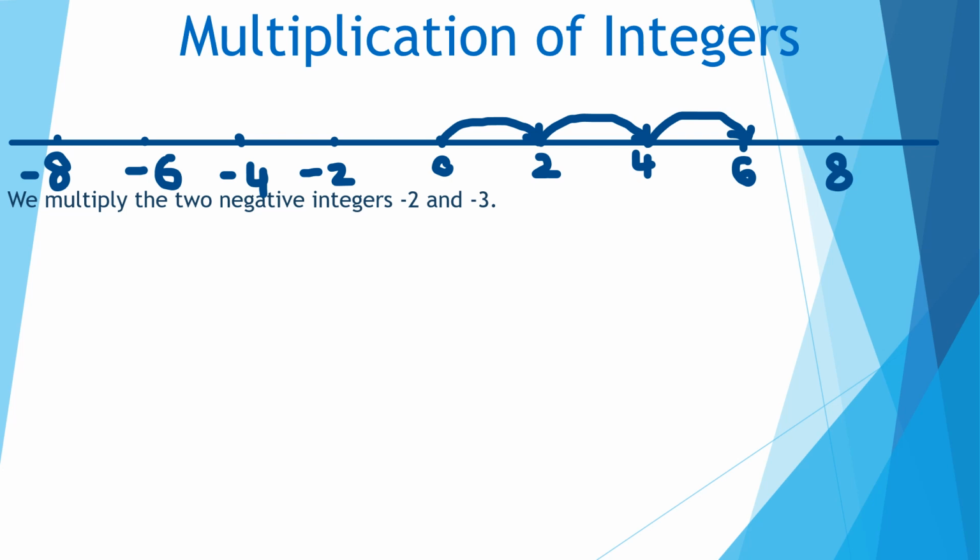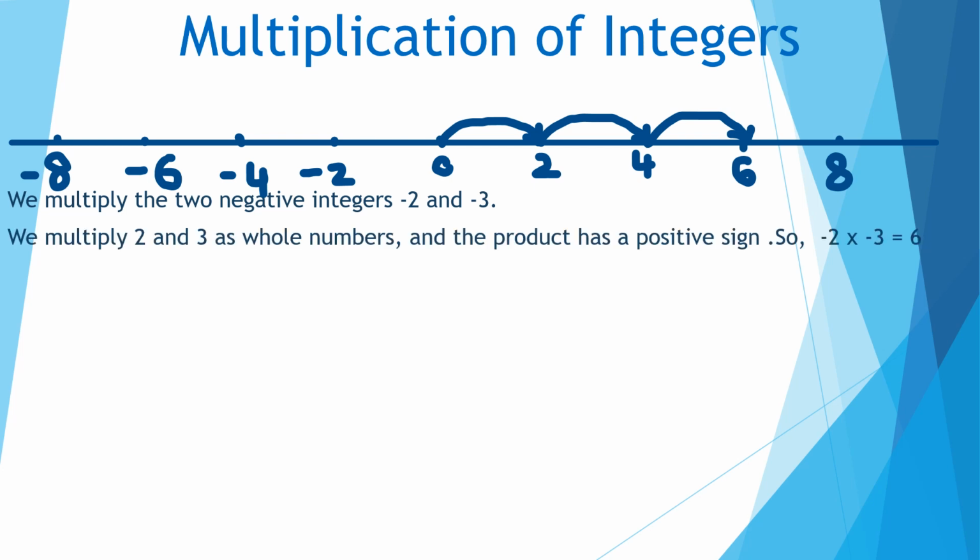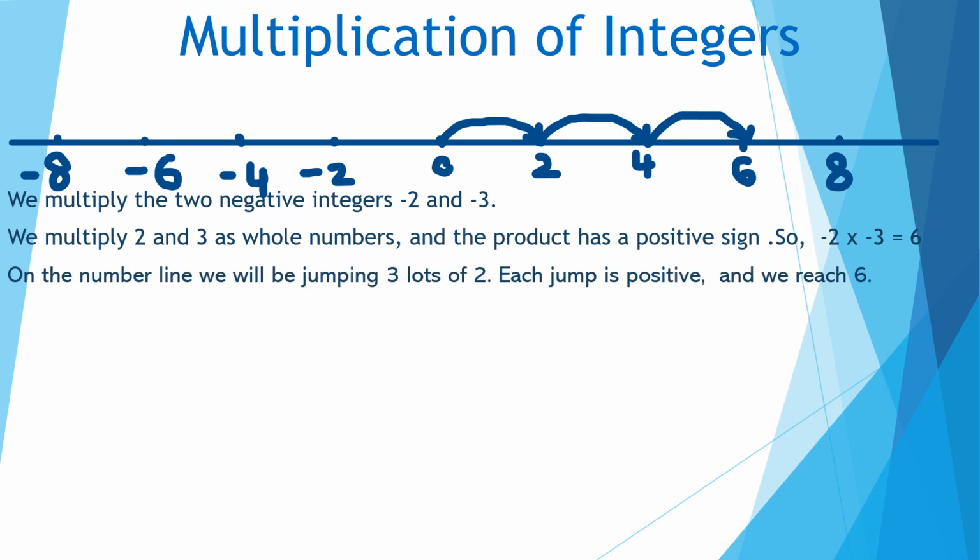Now let's multiply the two negative integers on the number line. We multiply 2 and 3 as whole numbers and the product has a positive sign. Minus 2 into minus 3 is equal to 6. On the number line, we will be jumping 3 lots of 2. Each jump is positive and we reach 6.